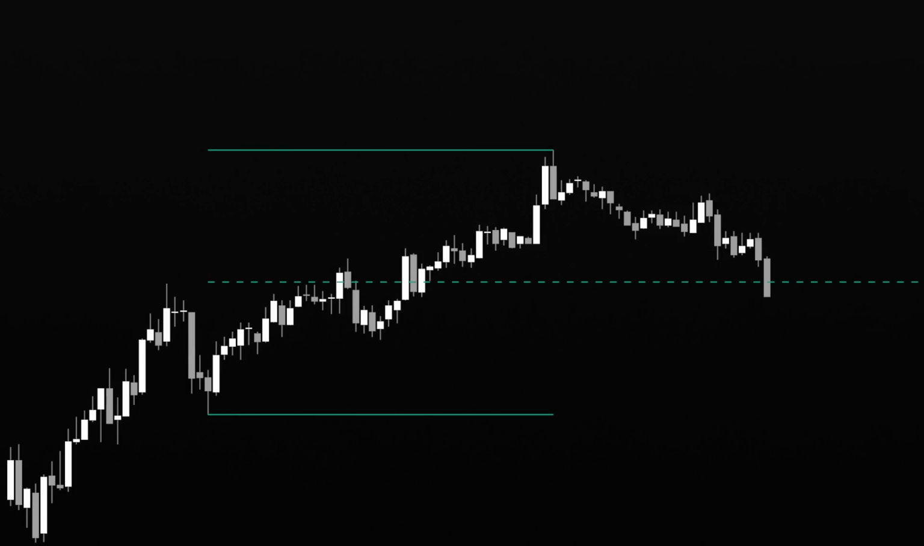Once a range is established, the indicator waits patiently for the price to revisit the dashed midpoint line. When it does, that's your trade trigger.